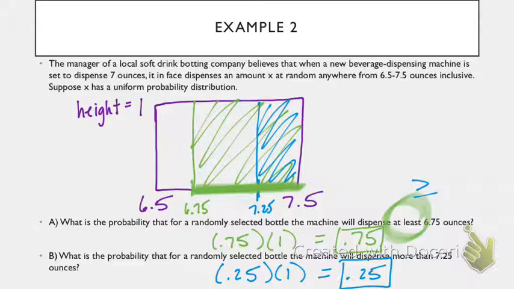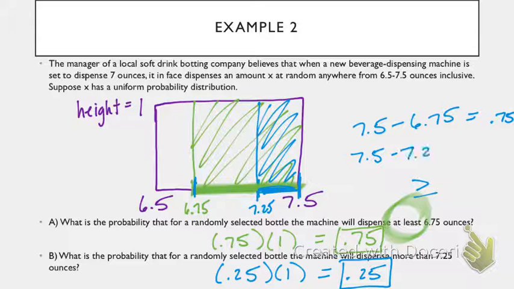Okay, questions about number 2? I'm kind of confused how you got the 0.75 and 0.25. So it's just the distance from 6.75 to 7.5. So I take 7.5 minus 6.75. And that's how I get my base for that one. On the second one, it's just the distance from 7.5 to 7.25. So your base is just that width. So you'll basically just be taking max minus min, whatever your lower bound and upper bound are.